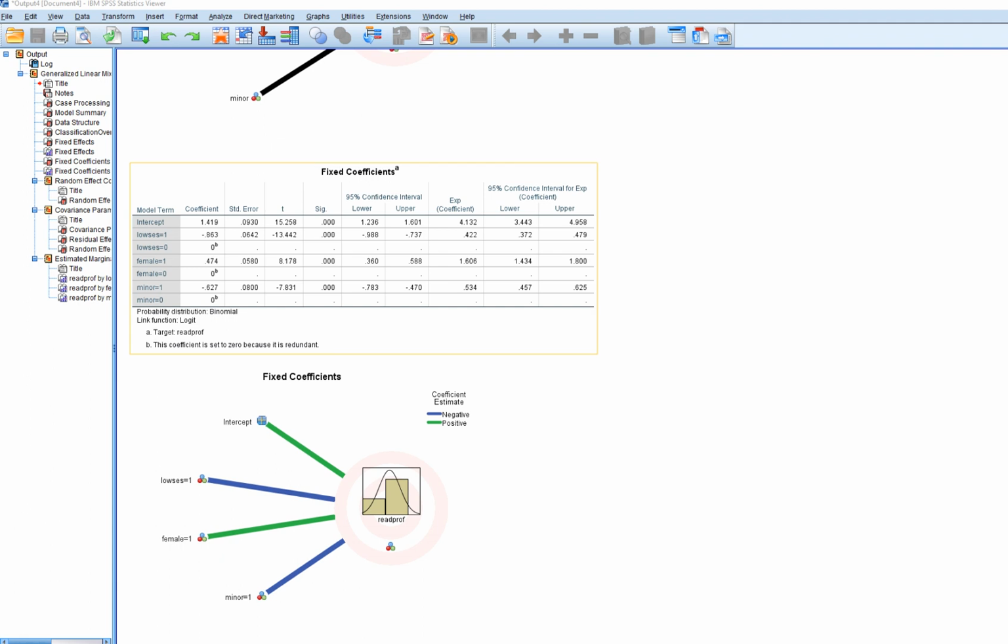So once again, just as a summarization of this, students who were identified as low in SES were less likely to be deemed as reading proficient. Females were more likely to be reading proficient than males, and students who were identified as falling into a minority category were less likely to be identified as being reading proficient.